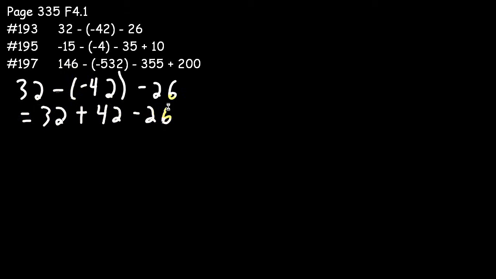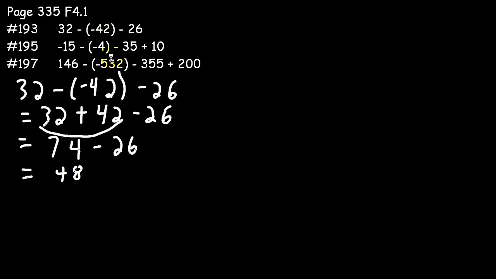So we just have addition and subtraction, and we want to go left to right here. If I start over here to the left, 32 plus 42, that would be 74. And if I subtract 26, 74 minus 26, that would be 48. Okay, so that's the first problem, 193. Let's look at the next problem.